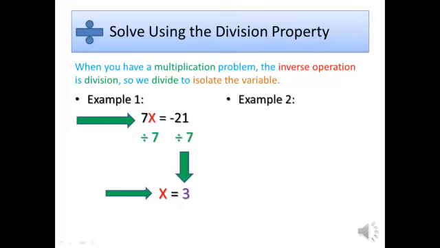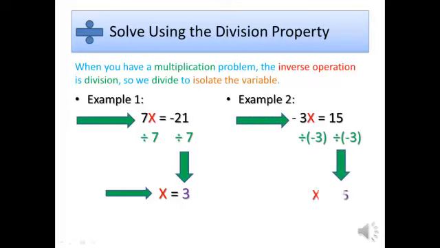Example number 2. Negative 3x equals 15. Again, negative 3 next to the letter x means multiply, so we're going to use division to solve for our x. Divide by negative 3 to both sides. 15 divided by negative 3 is negative 5, so our answer is x equals negative 5. Remember, when you have a multiplication problem, you have to divide.